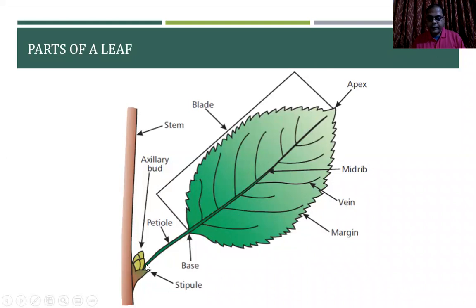And then we have the petiole. Petiole is that area of the leaf by which it is attached to the stem. So we have the stem, and the leaf is attached to the stem with the help of the petiole. And then we have the small area, that is the stipule, and we have the axillary bud here. From the axillary bud, we also know that the flower comes out.